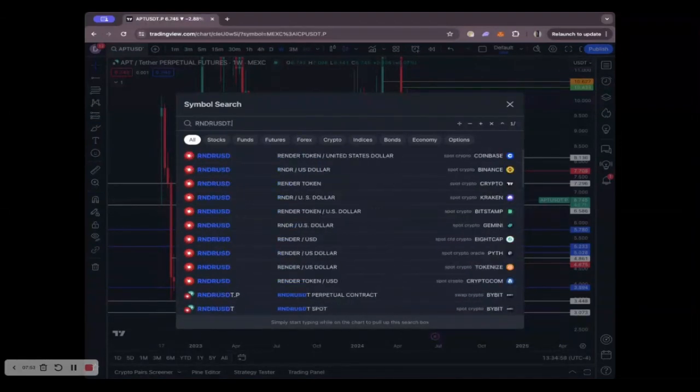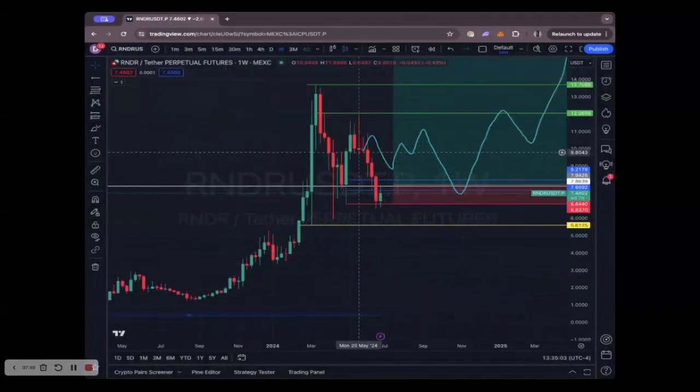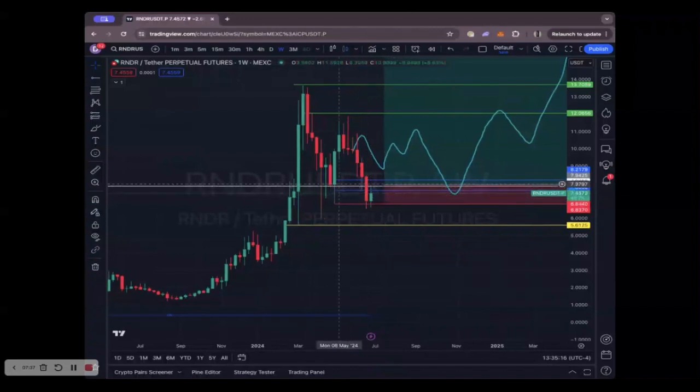Render. Right, so I drew this up on Render way back when. It's already hit my levels, but it did not close above. I didn't actually take this because I was waiting on the reaction at the 7.91.